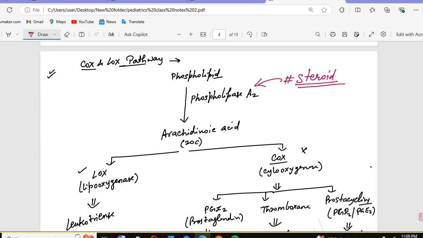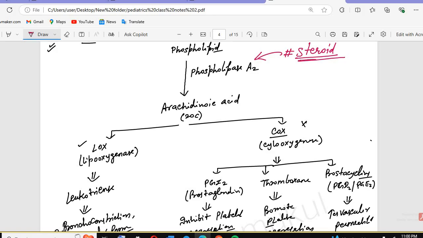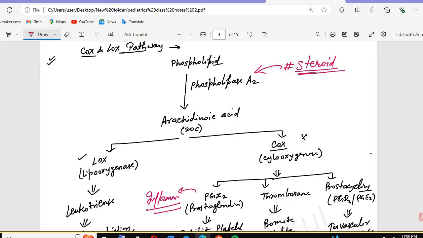Okay, these prostaglandins and thromboxane are all involved in the inflammation. If you inhibit the root cause, meaning phospholipase A2, there is no arachidonic acid formation, no LOX formation, no COX formation, no prostaglandins. The prostaglandins are also involved in the inflammation, so if you inhibit that, we can prevent the inflammation.